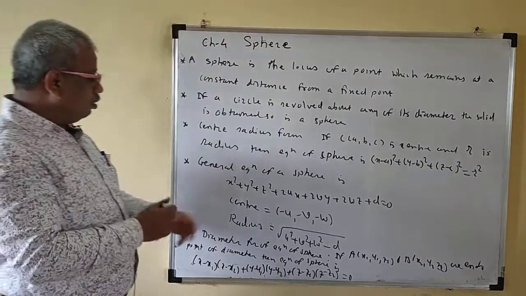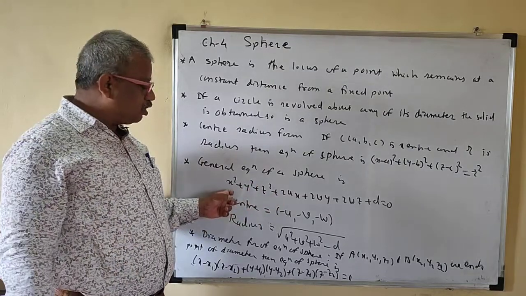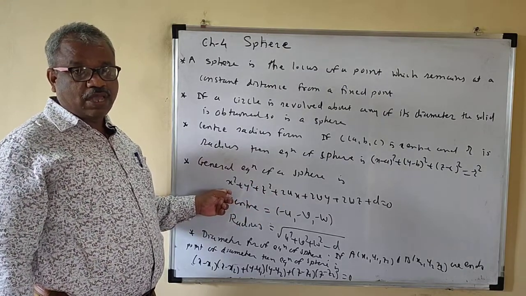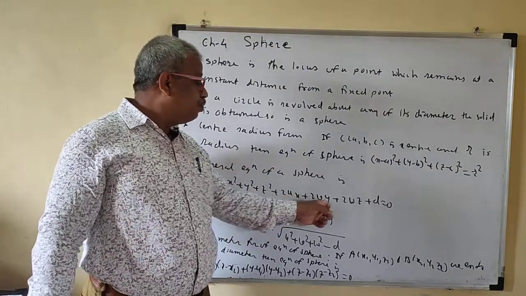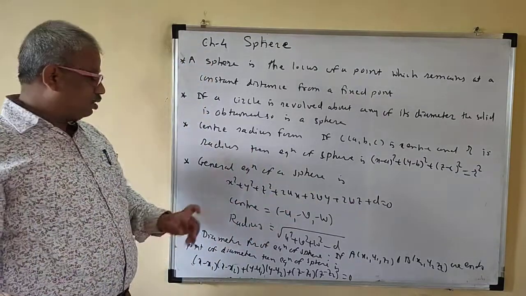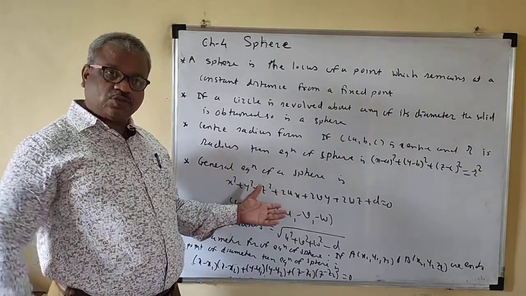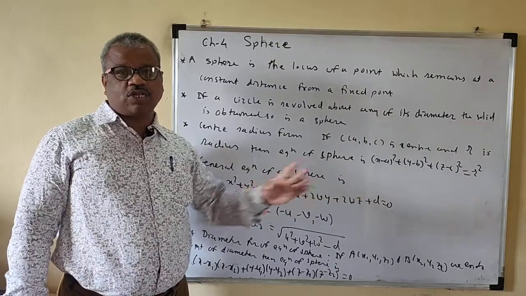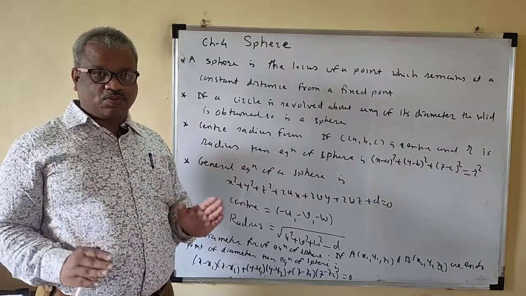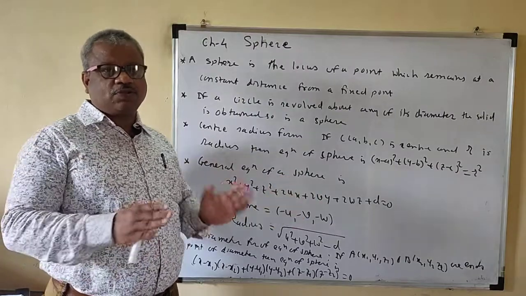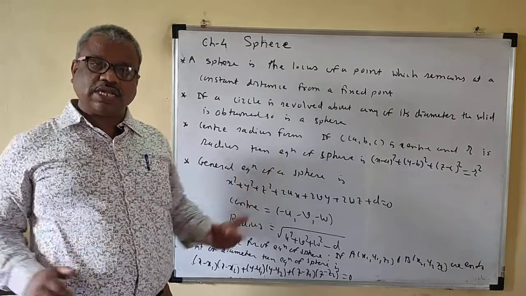See here, the coefficients of x square, y square, z square are the same and the product term is absent. That means this represents a sphere, and this is called the general sphere. It contains four arbitrary constants: u, v, w, d. How to find the center of the sphere? Just check the coefficients of x, y, z, and multiply them by minus half. You will get the coordinates of the center.